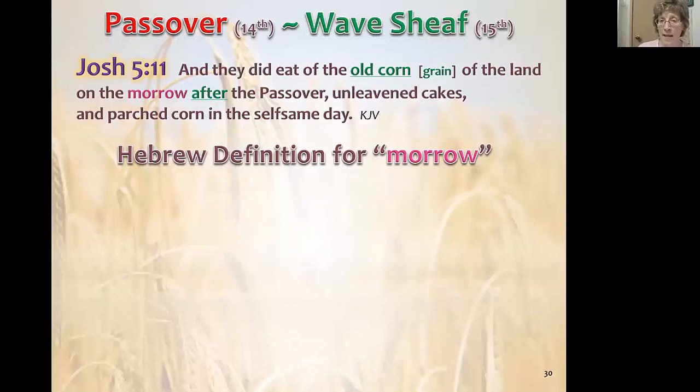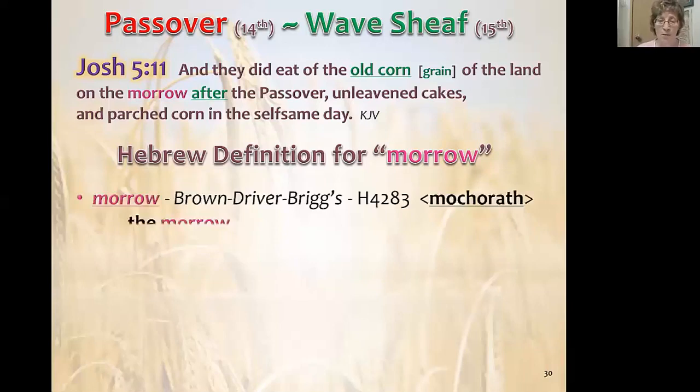And they did eat of the old corn or grain. Corn is another word for grain. They did eat of the old grain of the land on the morrow after the Passover. They had unleavened cakes and parched corn on the self-same day. Well, let's look at this Hebrew definition of morrow. And I am using the Brown Driver Briggs this time because he actually does really well with his definitions. And he says morrow means the morrow, tomorrow, or the day after.